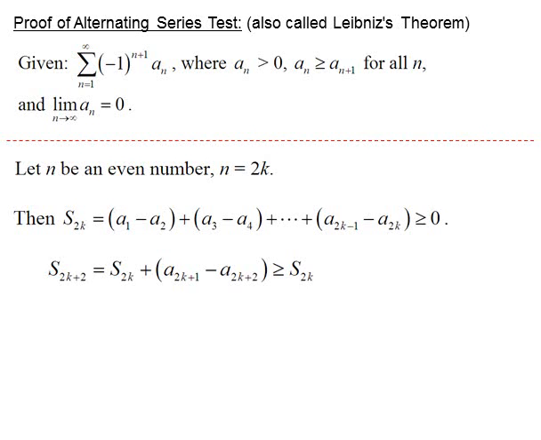The next term in the sequence of partial sums is s sub 2k plus 2, where 2k plus 2 is the next even number after 2k. This equals the previous partial sum plus the next two terms after a sub 2k. Because the group in the parentheses again has a positive sum, s sub 2k plus 2 is greater than or equal to s sub 2k. Repeating this pattern, we could show that s sub 2k plus 4 is greater than or equal to s sub 2k plus 2, and so on. Thus, the sequence of partial sums is increasing.